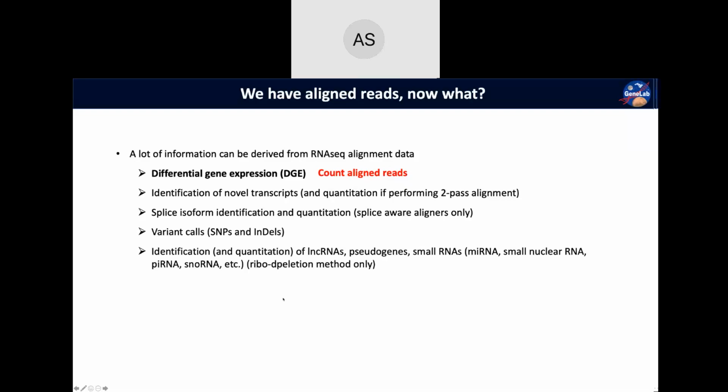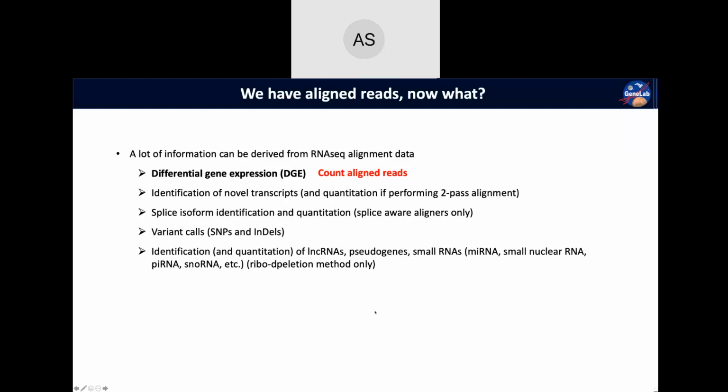You can also, if you use your ribodepletion method, identify and quantitate all sorts of RNAs. So just a couple here: long non-coding RNAs, pseudogenes, small RNAs. There's a variety of different types of small RNAs. So microRNAs are probably ones you guys are most familiar with. Also small nuclear RNAs, there's piwi RNAs, there's snoRNAs, a whole bunch of RNAs.